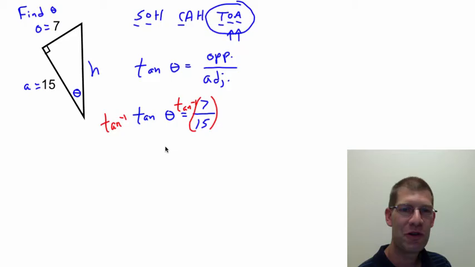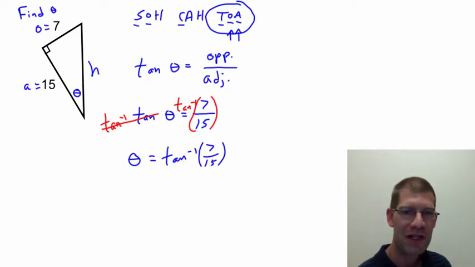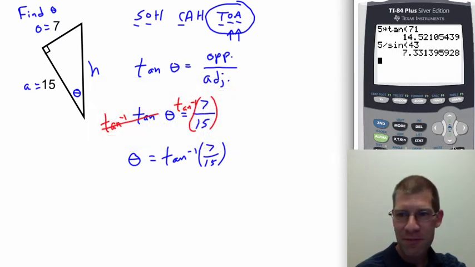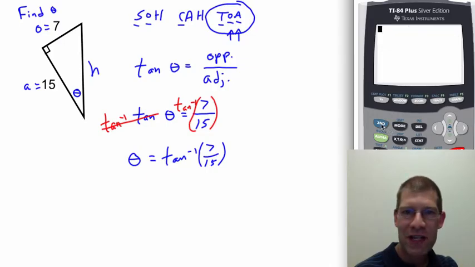and you have to do it to both sides. On my left side, when I do it, that just drops out, leaving me with theta, my unknown angle, equals inverse tangent of 7 over 15. So we could just punch that into our calculator. I'm going to flip over to my calculator program here, and I want to do inverse tangent, so I do second and then my tangent key.